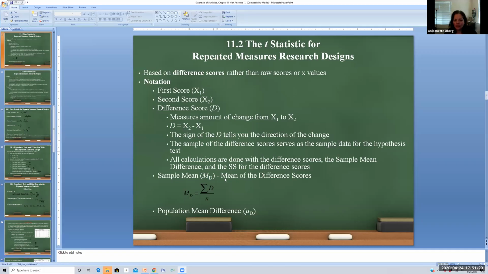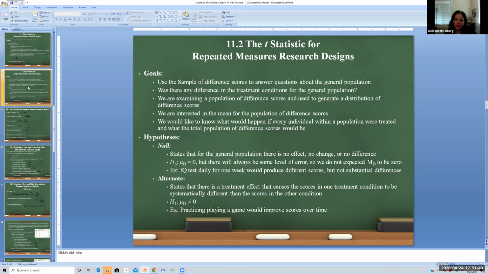Okay, so here is where we left off. We were looking at the symbol for our population mean difference that we will then plug into our hypothesis testing. So our goals now are to look at whether the differences in those measurements or scores are significantly different than what we would expect to see if the treatment had no effect, okay? So we're examining how those differences matter. Did it create significant differences from measurement 1 to measurement 2, or didn't it?